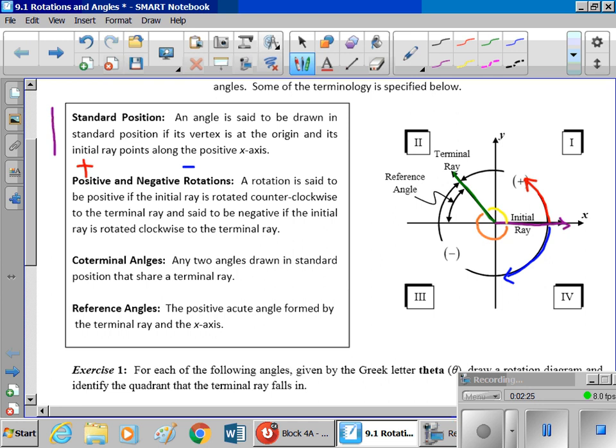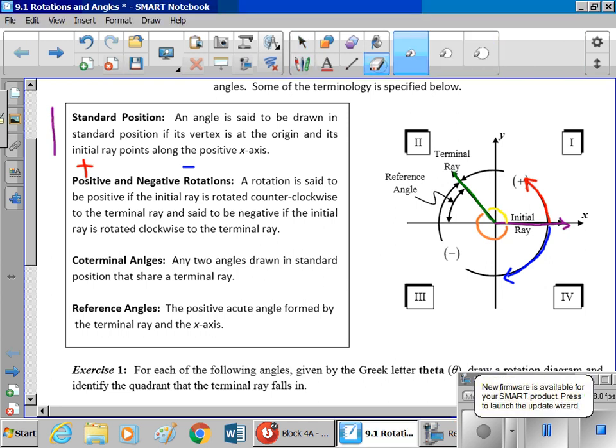All right, and then we have reference angles. A reference angle, the definition is a positive acute angle formed by the terminal ray and the x-axis. All right, so I'm going to do a little bit of erasing because this got pretty cluttered pretty quickly. Eraser. It's just red pen. There we go. All right. So we need a positive acute angle formed by the terminal ray and the x-axis.